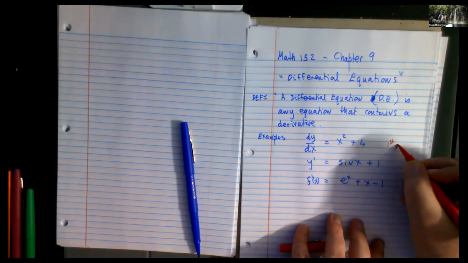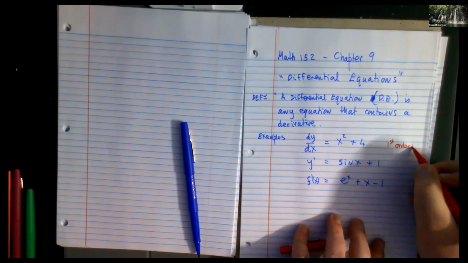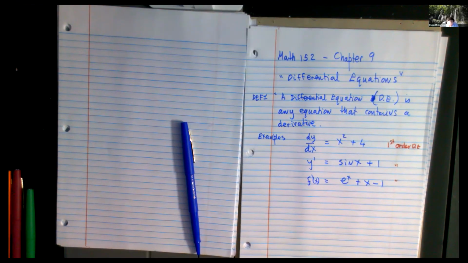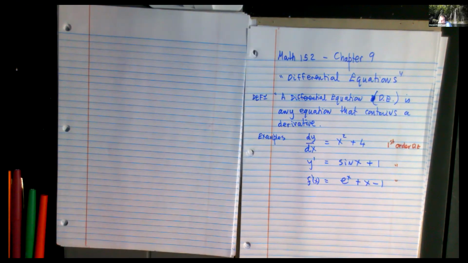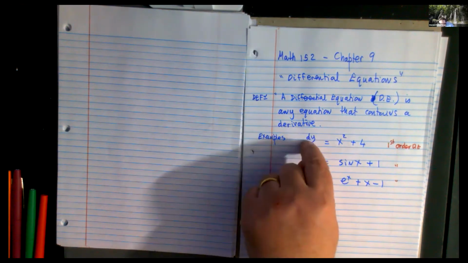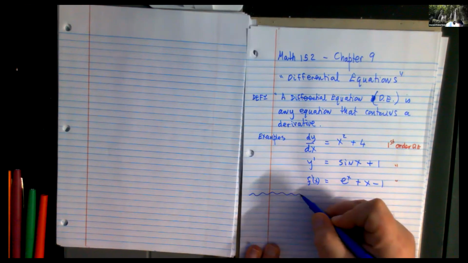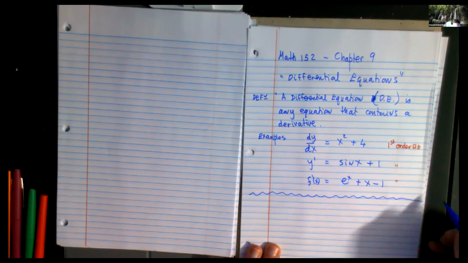These differential equations are all called first order. Differential equations get their name from the highest derivative that's present. In this case, it's a first derivative, and that's why it's called first order. So we're just looking at how you name differential equations.